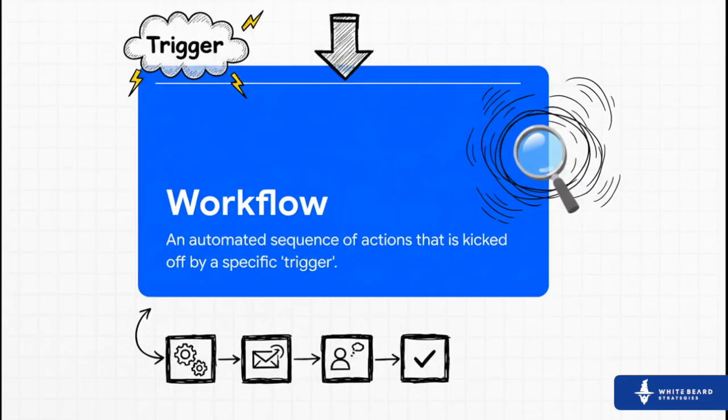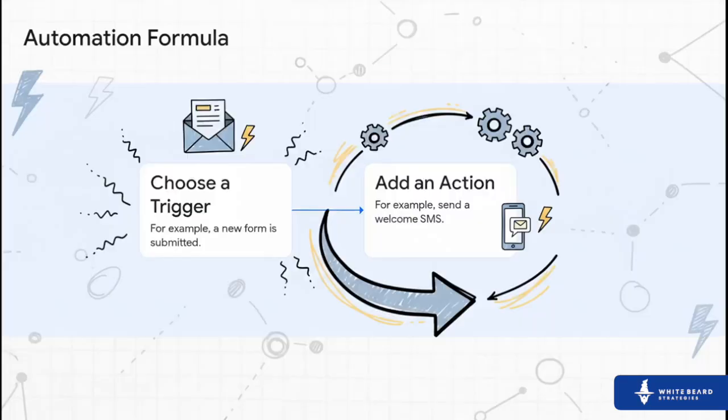Well, it's just an automated sequence of actions, like a recipe, that gets kicked off when one specific thing happens. And that one specific thing is called a trigger. The entire concept, all of it, boils down to a super simple formula. When this happens, then do that. The trigger is the when this happens part. For example, a form gets submitted. The action is the then do that part, like immediately send a welcome SMS. That's it. That is the fundamental building block of every single automation.